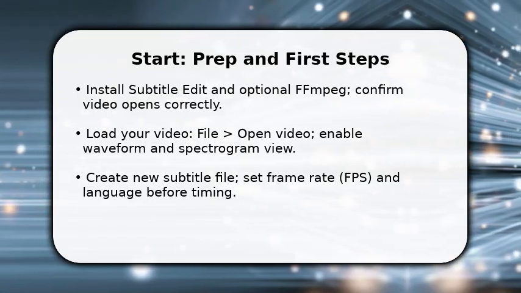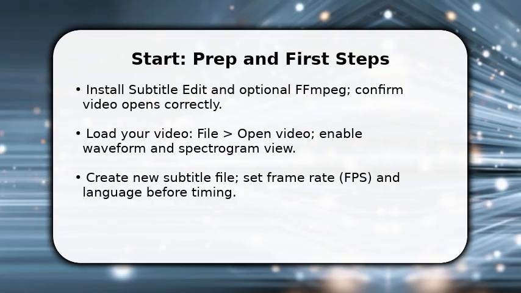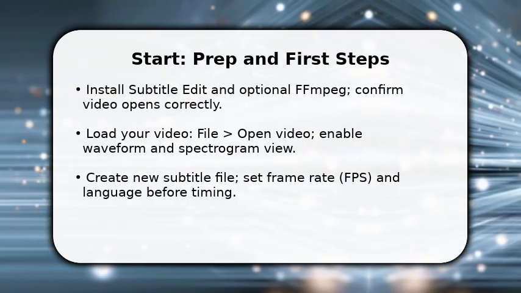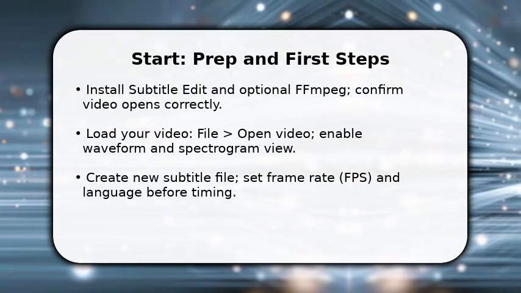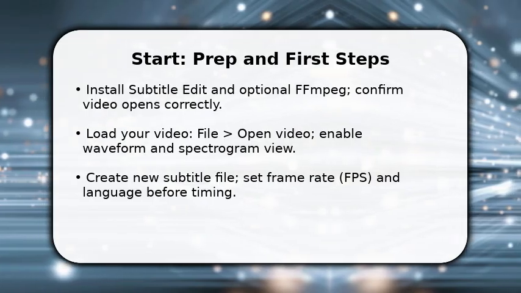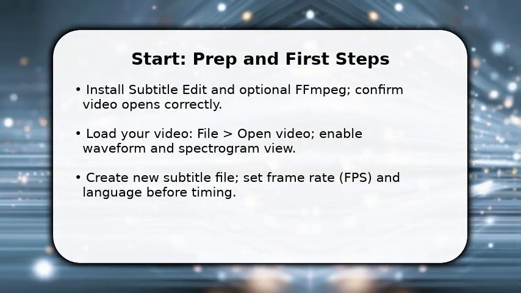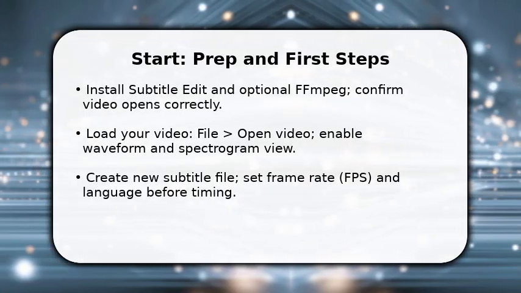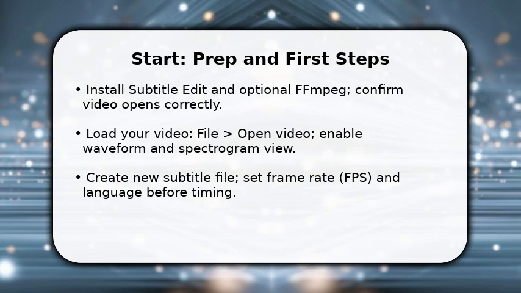Next, create a new subtitle file and set the correct FPS and language. This prevents drift later. Now position the playhead at the first audible phrase and press N to create your first subtitle. Listen, trim, and set an accurate start time.